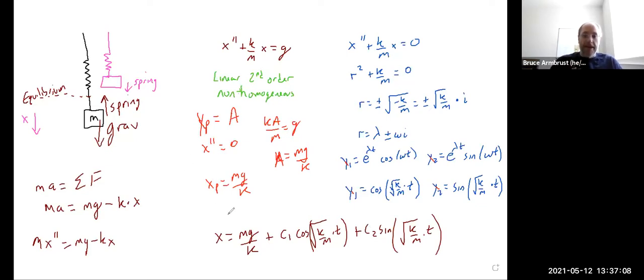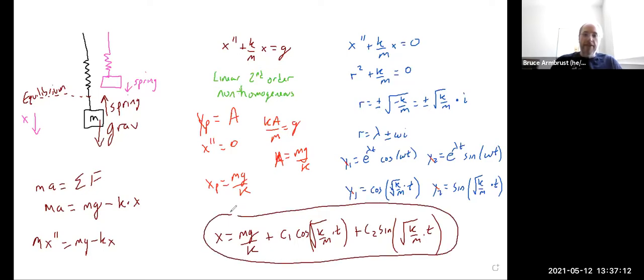But there it is, guys. There is the answer to every single spring problem. Like every single one of them. That's going to be the position of your mass. Again, C1 and C2 are going to be determined by how we start this off. But in the absence of any kind of frictional forces, this is what we get.